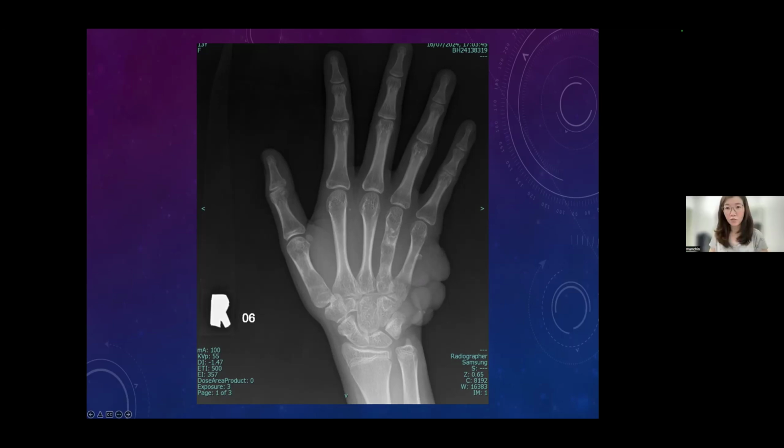Other than the soft tissue nodule, what else do you see inside the soft tissue nodule here? Good guess, but it's not that. Okay, let me give you some history. This is a 14 years old girl.